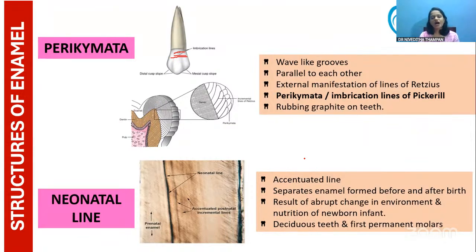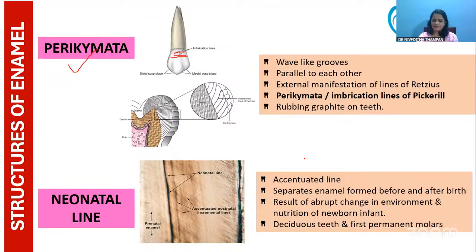Okay, so these are considered the external manifestation of the striae of Retzius. This external manifestation of the striae of Retzius is called perikymata. It's also called imbrication lines of Pickerill. All these terminologies are really, really important. Sometimes they can just give you a picture and ask you to identify what it is. So you should know what a perikymata is, what an imbrication line of Pickerill is. You should have an idea about that.